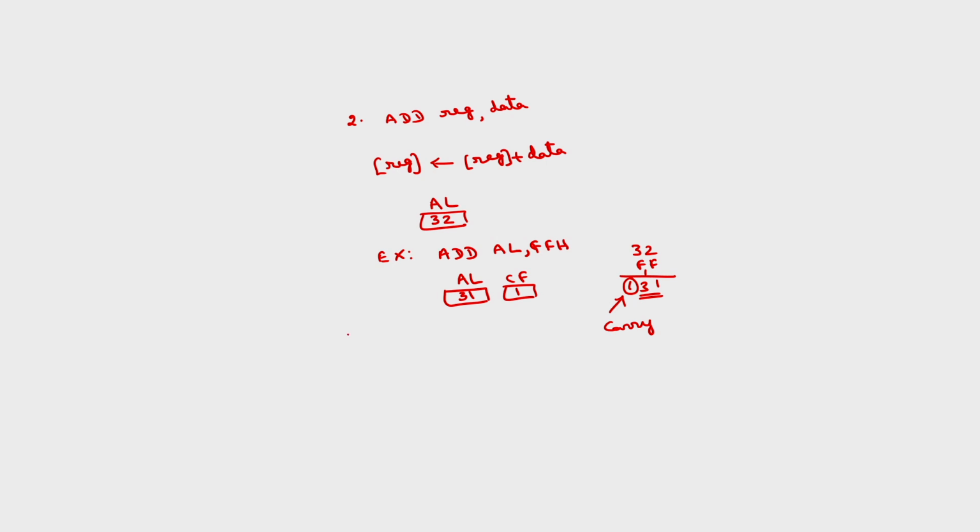Similarly, we can have ADD memory comma data. We can add directly some data to the contents of some memory location. Again, that memory location can be addressed by using either indirect addressing mode, direct addressing mode, based addressing mode, indexed, based index.